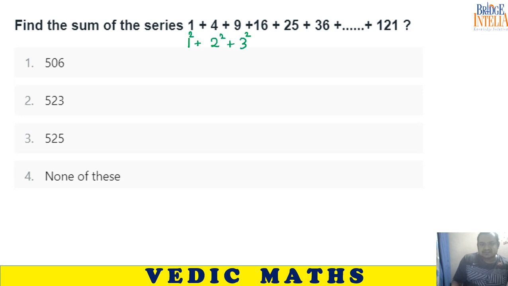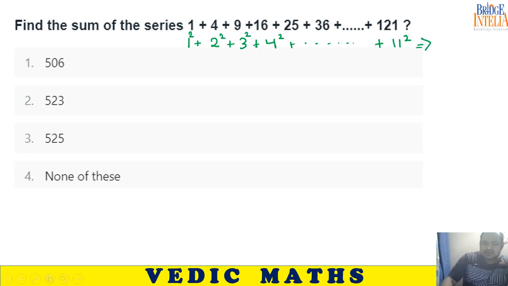9 can be written as 3 square, 16 can be written as 4 square. So basically this series is given. 121 is 11 square. So you have written the squares starting from 1 square and ending at 11 square. So this is a complete series.